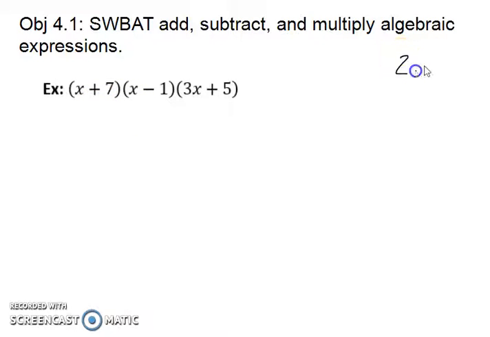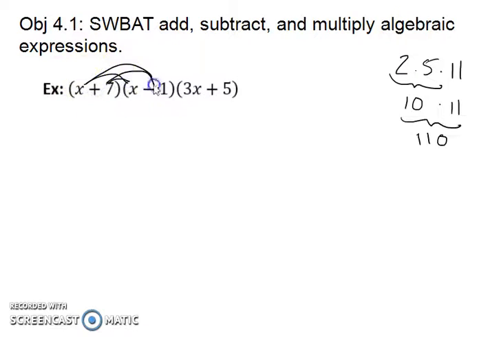If I say, like, what is 2 times 5 times 11, you do the 2 times 5 first, which is 10, and then you do that times 11, which is 110. You also could have done 5 times 11 first, which is 55, and then that times 2, which is 110. Order doesn't matter, so you just pick 2 that you want to start with. I'm going to start with the first 2 just because they're the first 2.